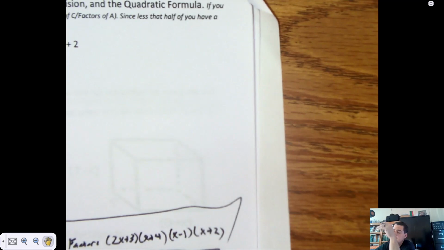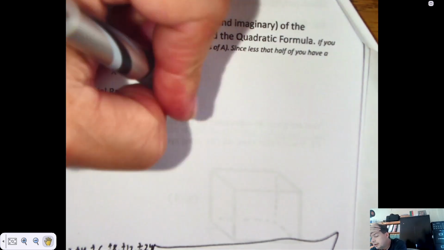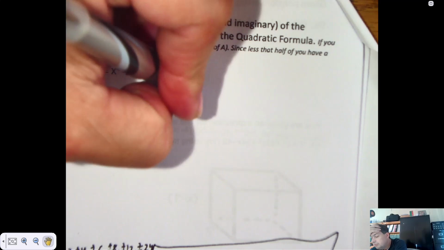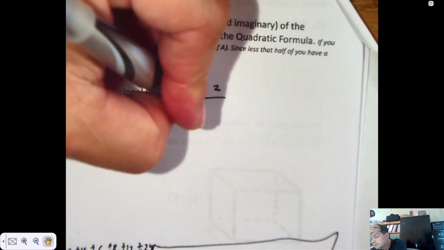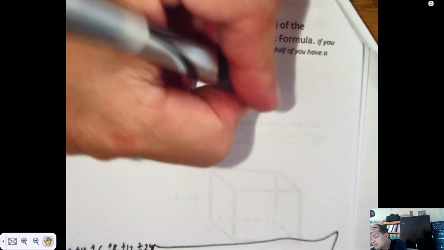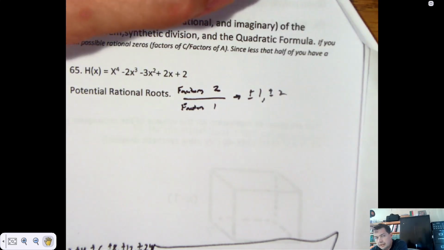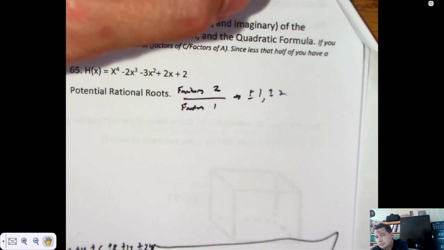All right, what's up with this bad boy? Same thing. Do the same thing. The potential rational roots is a really short list. It would be factors of 2, the last number you see, over the factors of the understood 1. Well, this is going to be a short list. To make a 2, it's plus or minus 1, plus or minus 2. Now what I want to do is pull 2 rational roots out of this thing to reduce it to a quadratic.